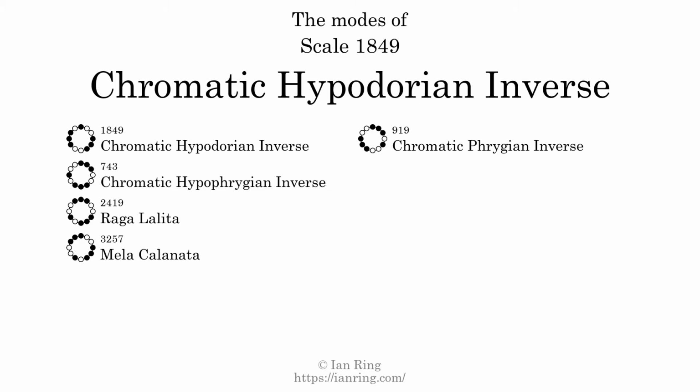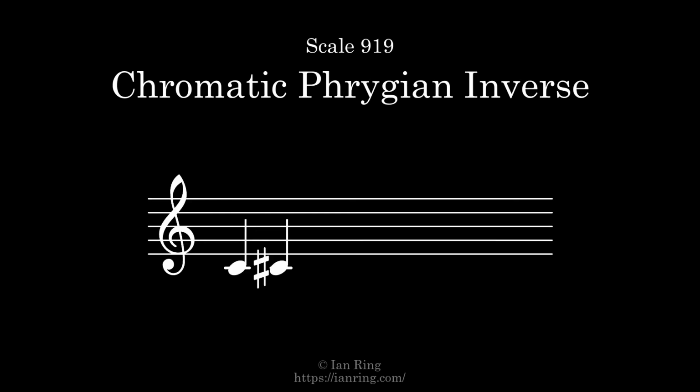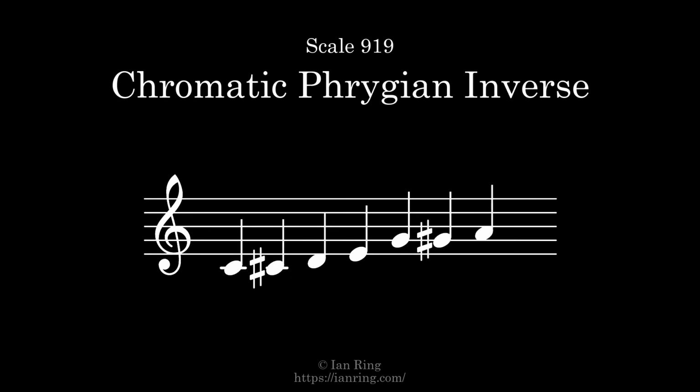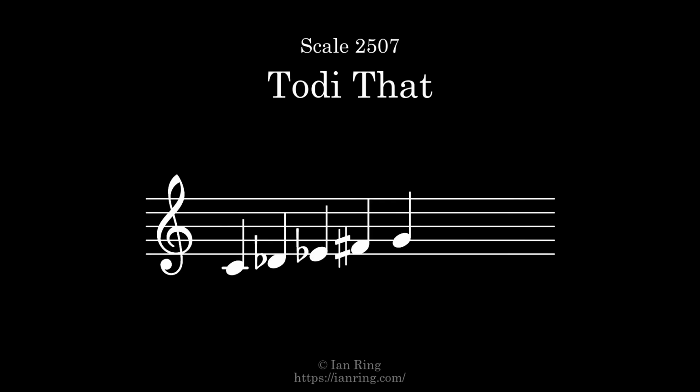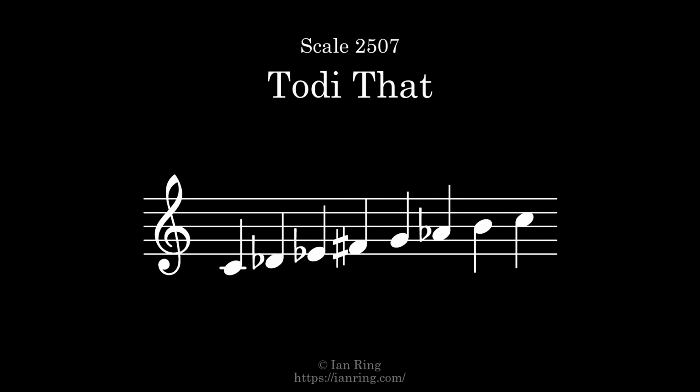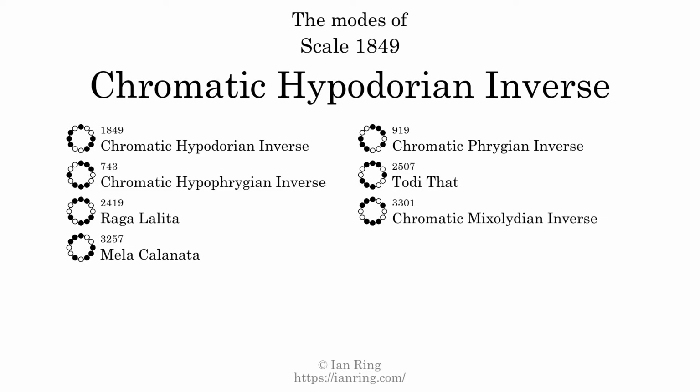The fifth mode is scale 919, also known as Chromatic Phrygian Inverse. It sounds like this. The sixth mode is scale 2507, also known as Todivat. It sounds like this. The seventh and last mode is scale 3301, also known as Chromatic Mixolydian Inverse. It sounds like this.